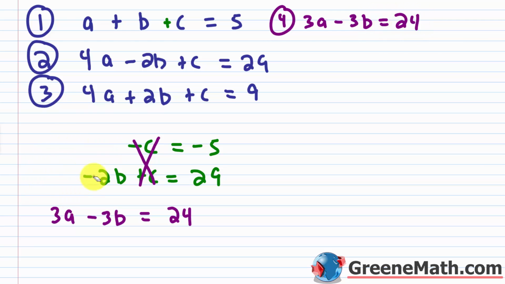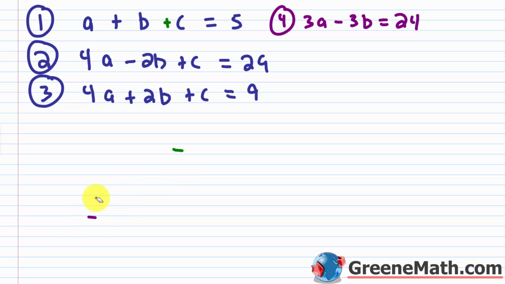So let's erase all this. We don't need any of this anymore. And now let's pick two other equations. It can't be 1 and 2 because we already used those. So any two other equations, we could do 1 and 3 or 2 and 3. And we want to eliminate the same variable. So we want to eliminate c again. And that's pretty easy to do. So if I pick 2 and 3, let's just go with that.